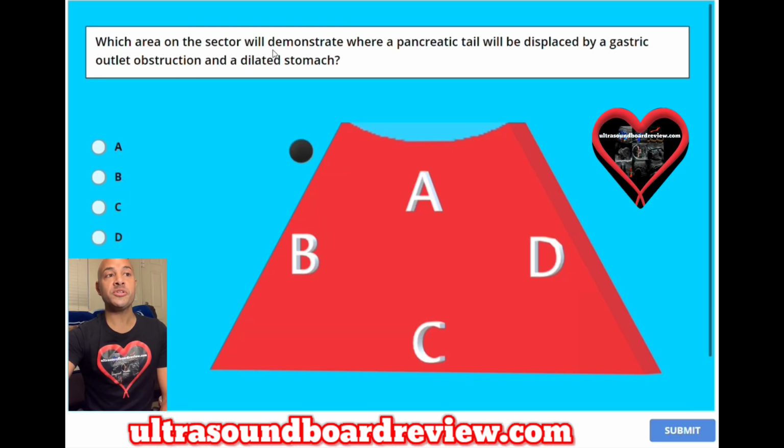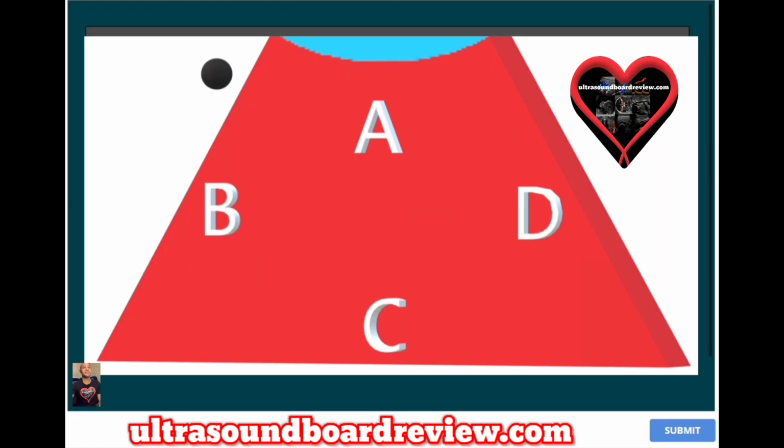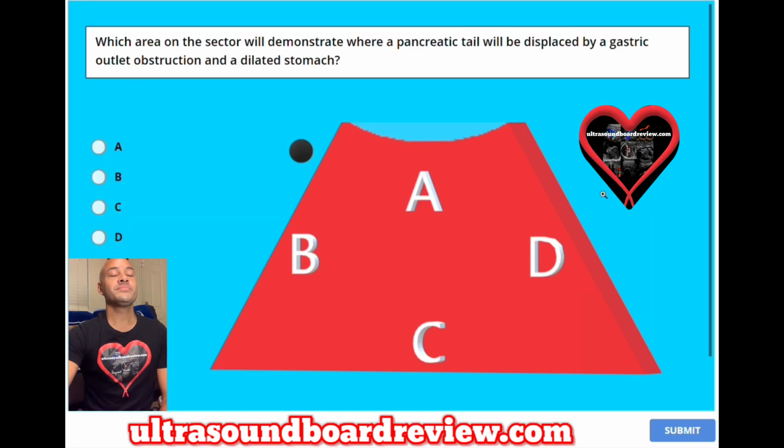Question 145. Which area on the sector will demonstrate where a pancreatic tail will be displaced by a gastric outlet obstruction and a dilated stomach? A, B, C, or D? The answer is C in this region. This is posterior.